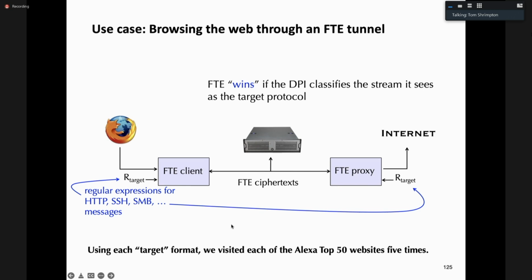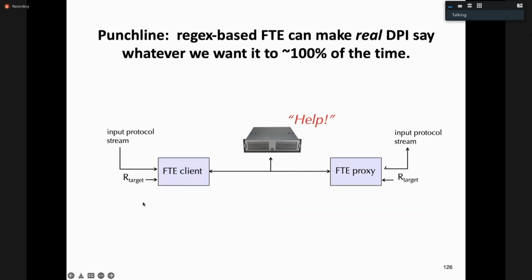And so what we ran here was this test. We said, okay, for each of these possible target formats, we visited each of the Alexa top 50 websites 5 times, and we just kept score of how often we could get the DPI box to classify our HTTP traffic as these targets. And what we found, the punchline, is that we could make these DPI devices, these are real DPI tools, say whatever we wanted basically 100% of the time. Whatever the input protocol stream was, we could make the DPI device say it was whatever we wanted it to say.